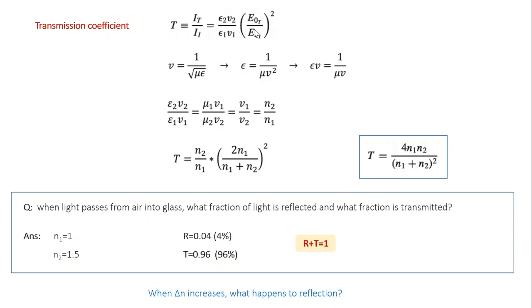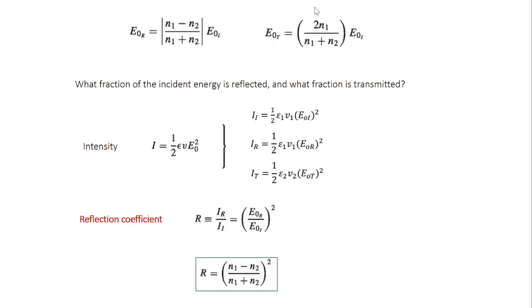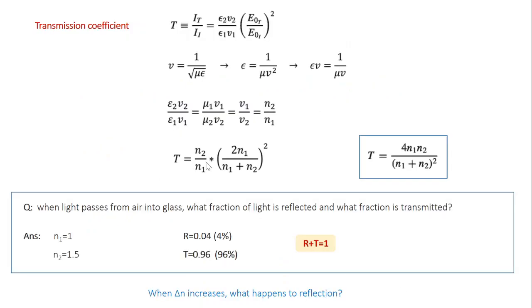And what is E naught T divided by E naught I? This is nothing but 2N1 divided by (N1 plus N2). So you can write T equal to N2 by N1 into (2N1 divided by (N1 plus N2)) whole square, or equal to 4N1 N2 divided by (N1 plus N2) whole square. So this is the fraction of light which gets transmitted into medium 2.